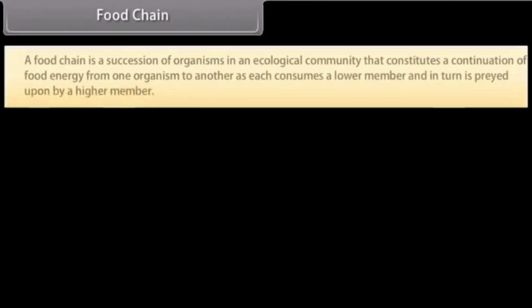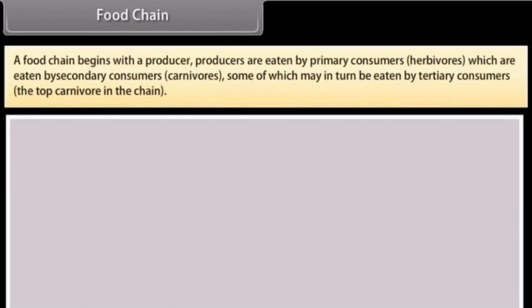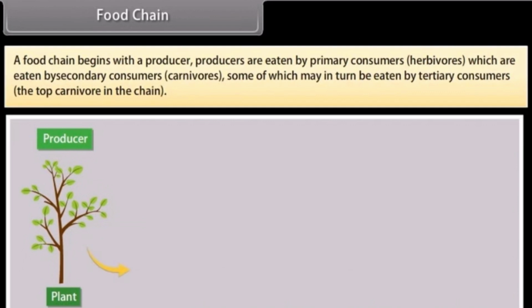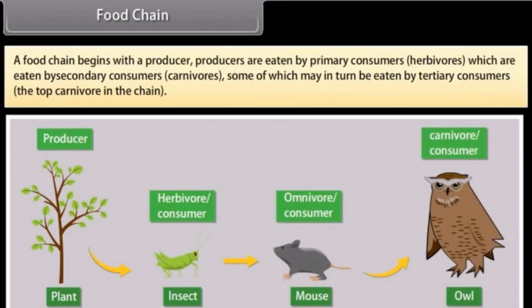Food chain. A food chain is a succession of organisms in an ecological community that constitutes a contribution of food energy from one organism to another as each consumes a lower member and in turn is preyed upon by a higher member. A food chain begins with a producer. Producers are eaten by primary consumers, herbivores, which are eaten by secondary consumers, carnivores, some of which may in turn be eaten by tertiary consumers, the top carnivore in the chain.